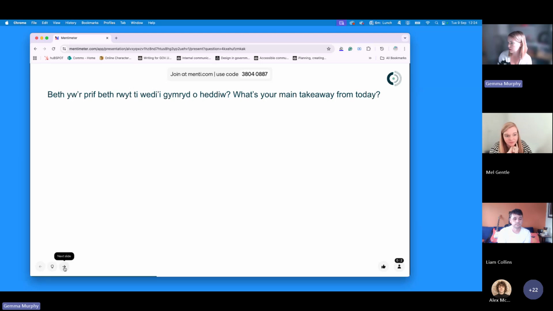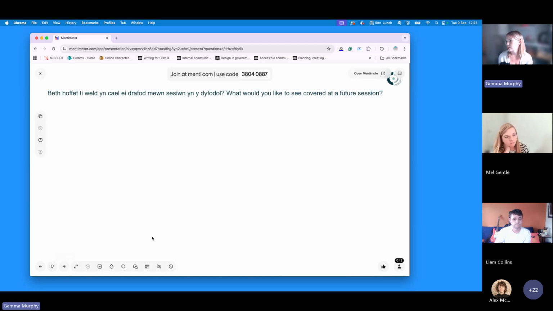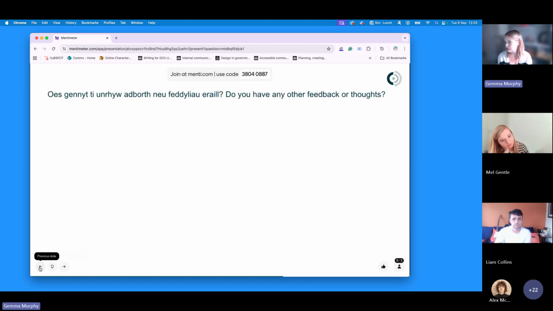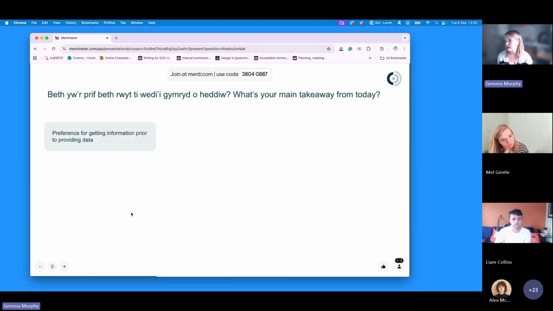Feel free to pop your comments in. We also would like some feedback or thoughts. What did you think of the service patterns? Maybe would you use it in your own organisation? And then finally, what would you like to see covered at future sessions? So if you can pop on and whiz through those, that would be amazing.